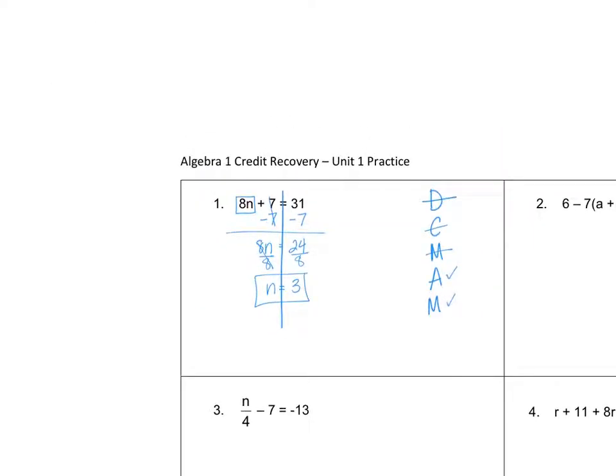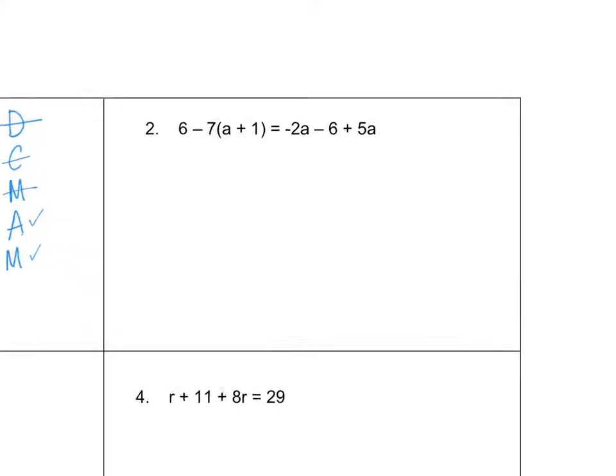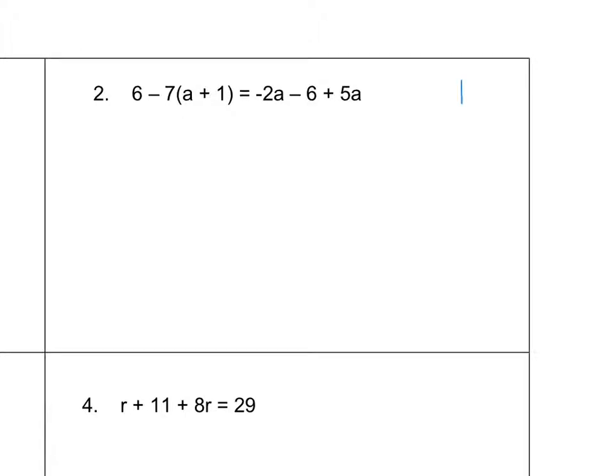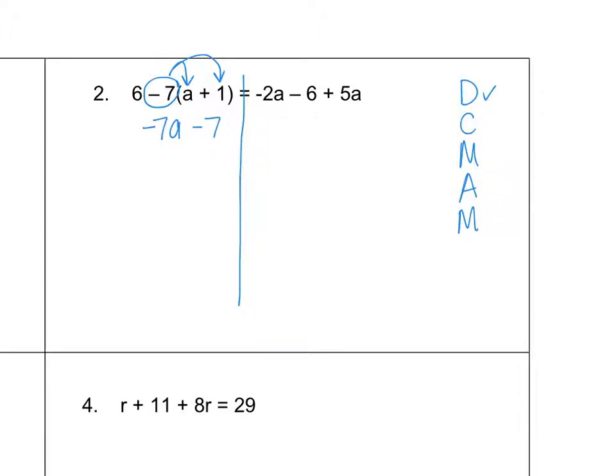Let's take a look at problem number 2. So here we have a few more steps. Again, I'm going to write my Don't Call Me After Midnight steps and draw my line. First step says, can we distribute? So do I have parentheses here? Yes, I do. I'm going to circle the number in front with its sign, and I'm distributing a negative 7 to everything in the parentheses. I'm left with negative 7a minus 7, and then from there I'm going to bring everything else down.